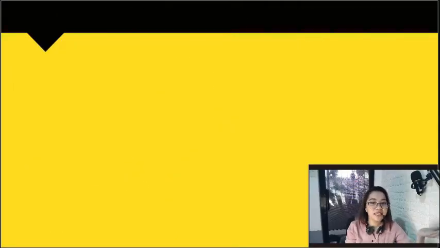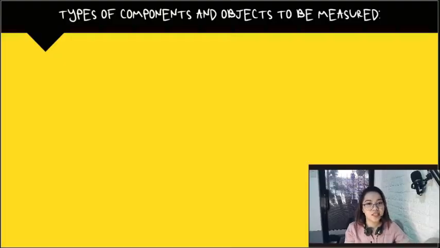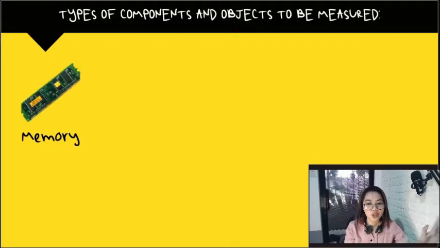So we have the different types of components and objects to be measured. The first one is the memory. The memory is an internal storage area in the computer system. The term memory identifies data storage that comes in the form of chips, and the word storage is used for memory that exists on tapes and disks.